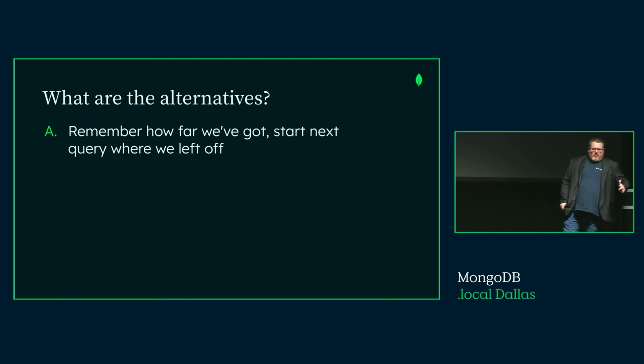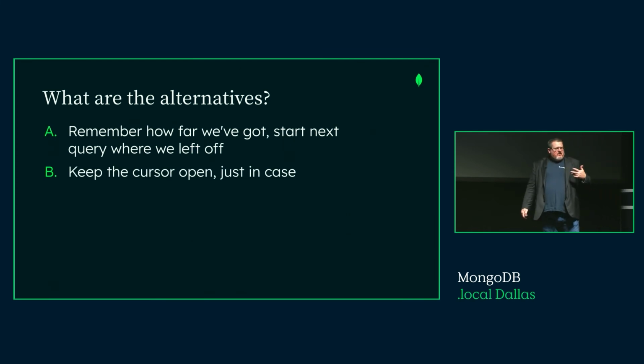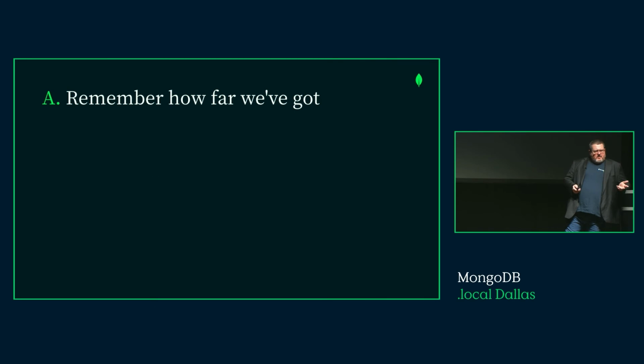Now, there are several ways of doing this. We can have an index field for date, which we'll get into in just a second. The second way is that we can keep those cursors that we're working with. As a server-side developer, this one was like, hey, that's what I do anyway. But that's not always something you can do in a stateless environment like a REST API. So, option A, remember how far we got.